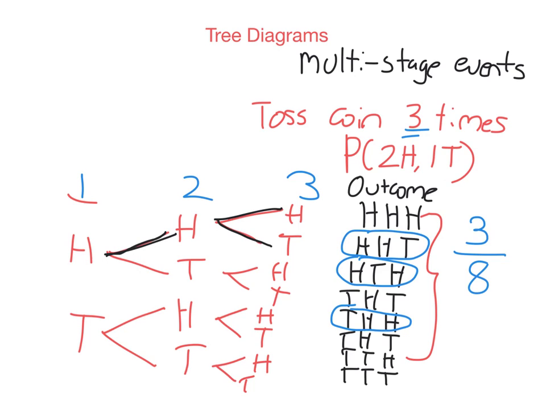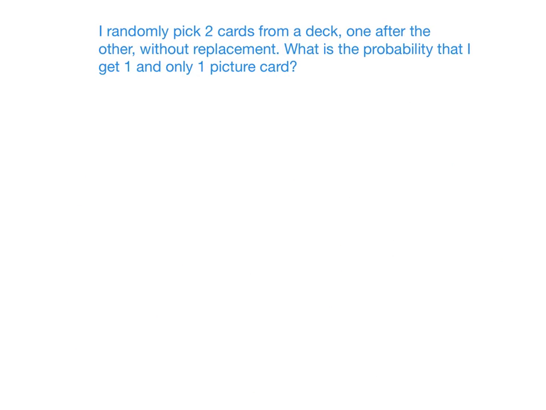Now I just want to do one more tree diagram to show you what we do when events at each stage are not equally likely. Okay, so I'm going to use a tree diagram to solve this problem here. So I randomly pick 2 cards from a deck. I do it one after the other without replacement. And what's the probability I get 1 and only 1 picture card?